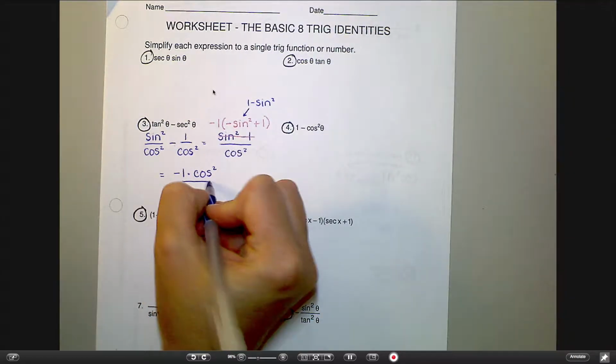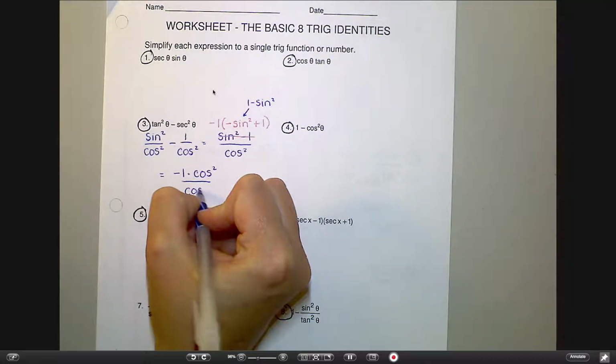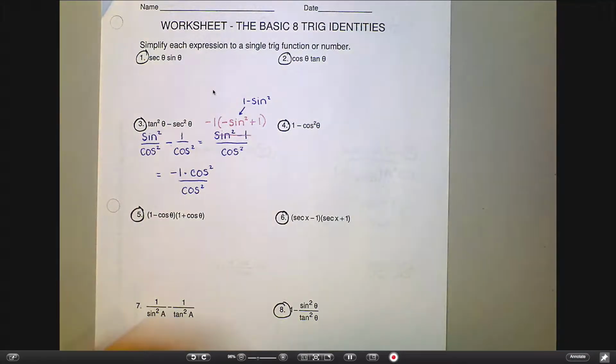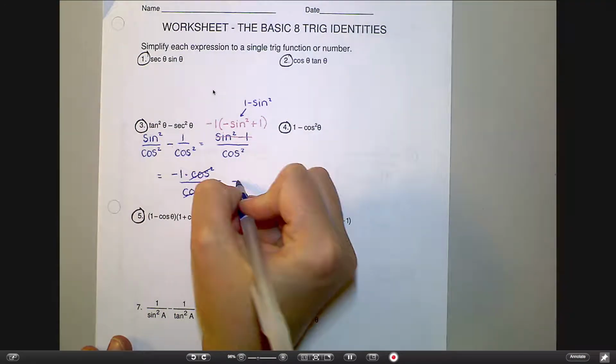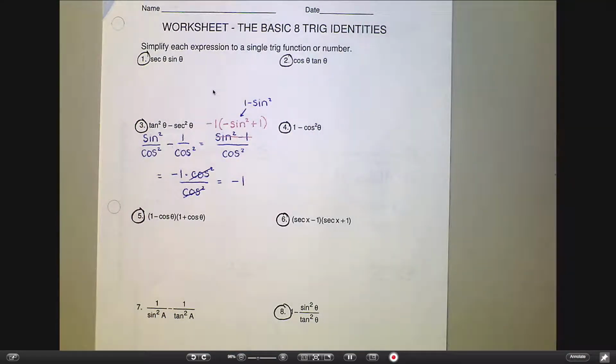So now I can say this is negative 1 times cosine squared over cosine squared. And then my cosines can cancel out, and I'm left with just a negative 1. Okay? And so that's where that one should have gone, is just down to negative 1. Questions on that?